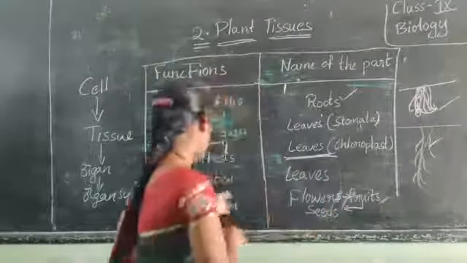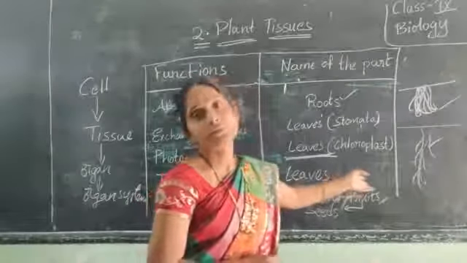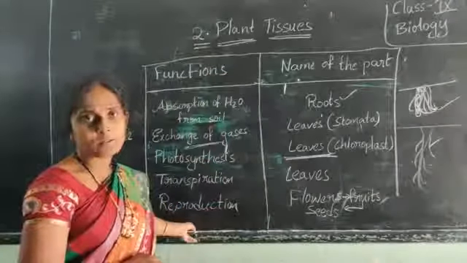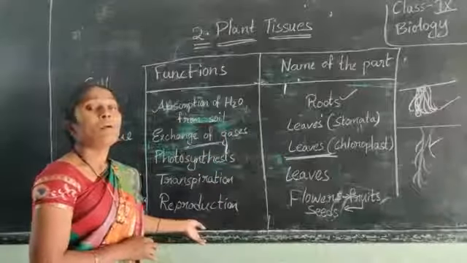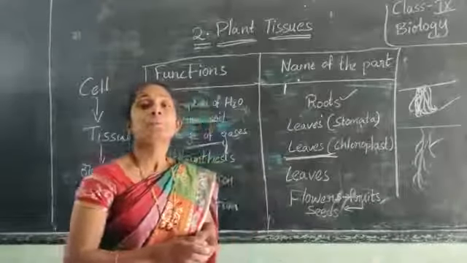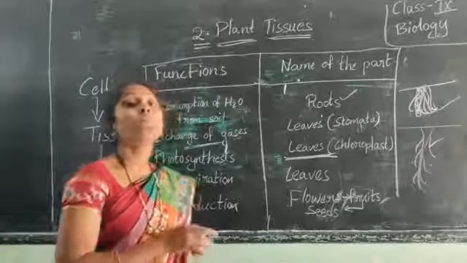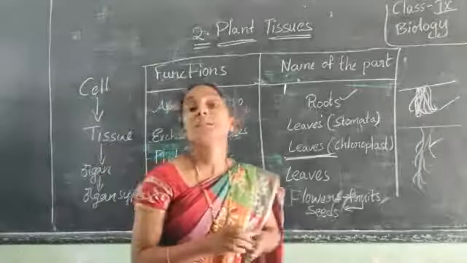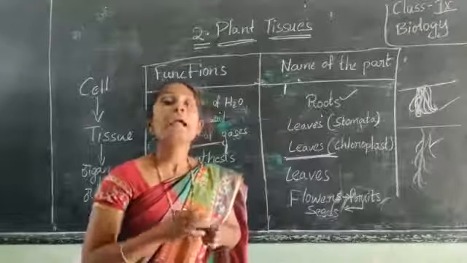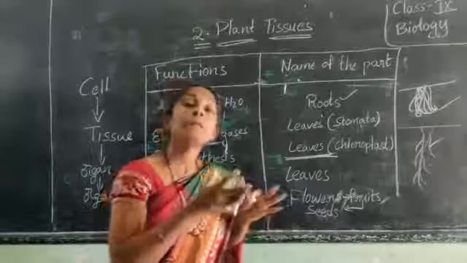Excess amount of water sent out through the leaves is called transpiration. This process is done in which part of the plant? Leaves. Understood, children? And the last function is reproduction. Reproduction is also a character of these plants. Reproduction in the sense the process of production of young ones resembling their parents is called reproduction. They look like their parents.